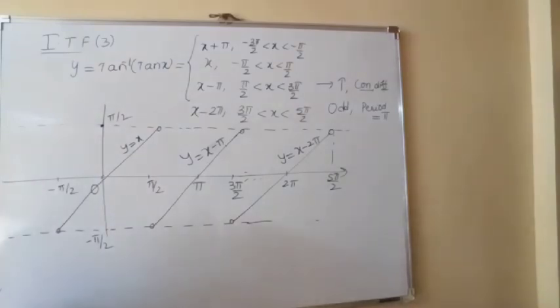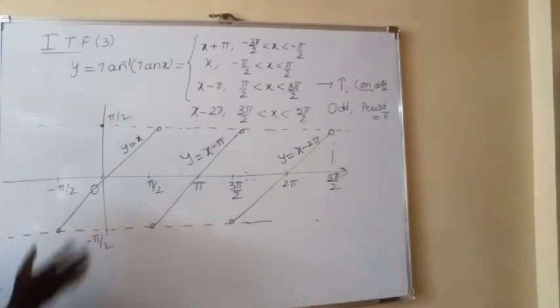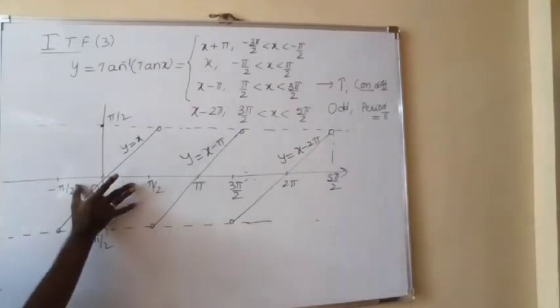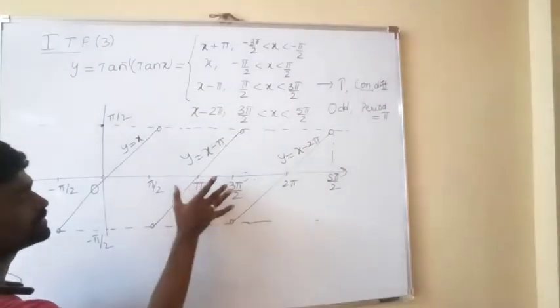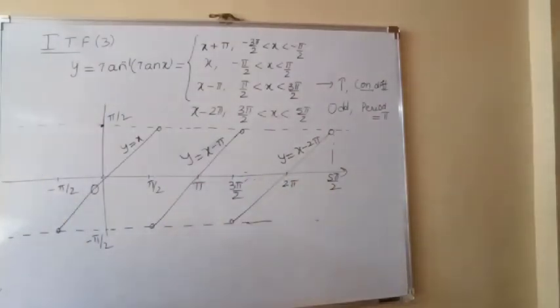See here, it is periodic with period pi. So what is the length of the interval? Minus 90 to plus 90 means 180, that is pi. So whatever graph is in this interval, the same graph is repeated in this interval. In this interval also the same graph is repeated. So this is the tan inverse of tan x function.